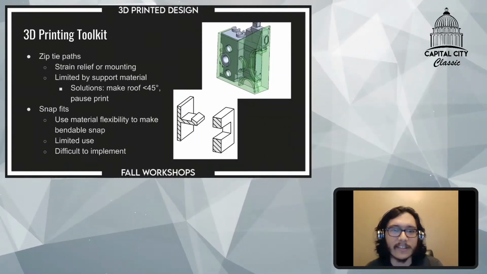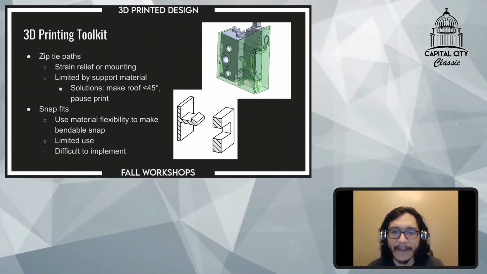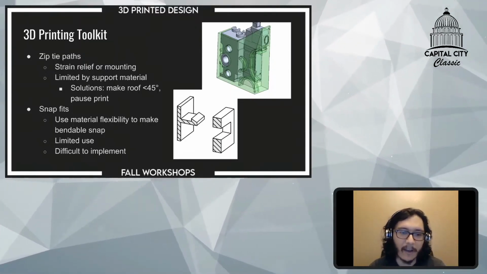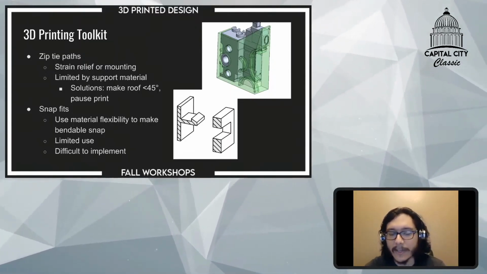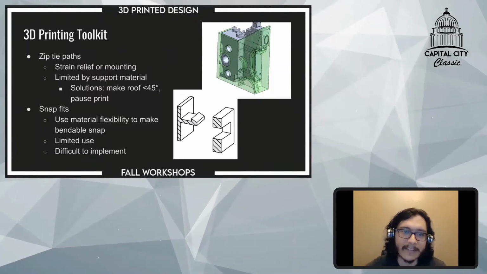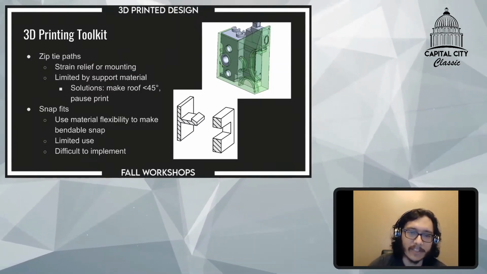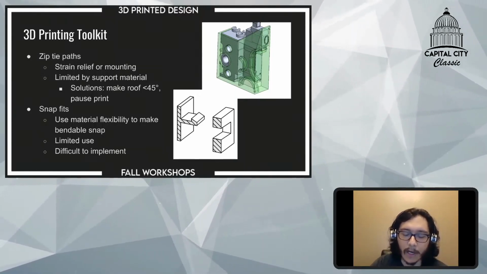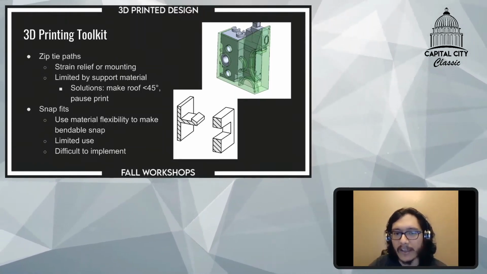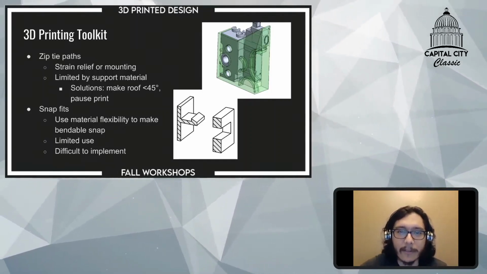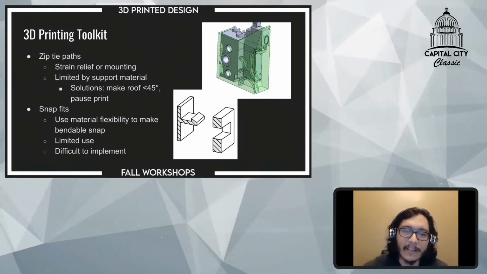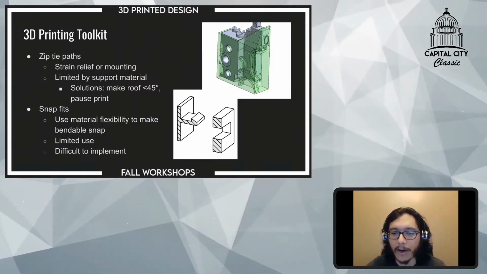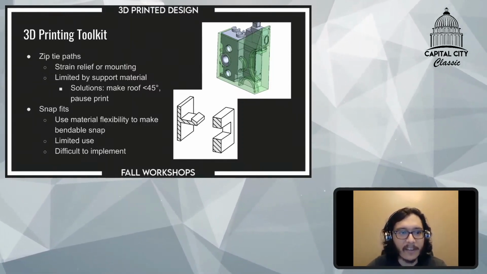Cool. Some other things that are useful: zip tie paths. A lot of 3D printed parts require fixturing stuff or holding things in place. So we really do like our zip tie paths. If you look at the picture at the top right, it's for our solenoid manifold. Because of how we're mounting stuff, we have these zip tie paths that secured our manifold into place properly.